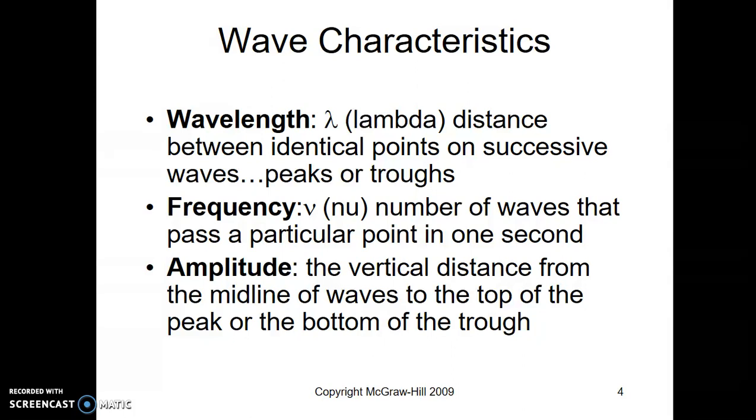Now frequency, we represent that with the letter ν. This is the number of waves that pass a particular point in 1 second of time. So if they're traveling really fast, with that high intensity, those gamma rays are going to have a really high frequency, whereas the radio waves have a much lower frequency. Finally, amplitude. This is the vertical distance from the midline of a wave to the top, or to the bottom of the trough. So either one.